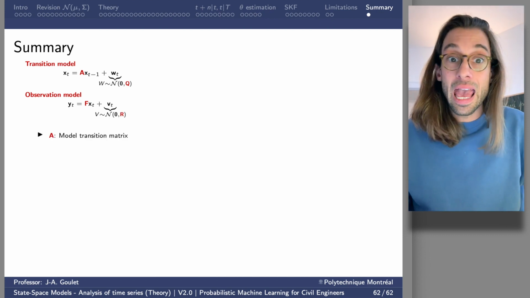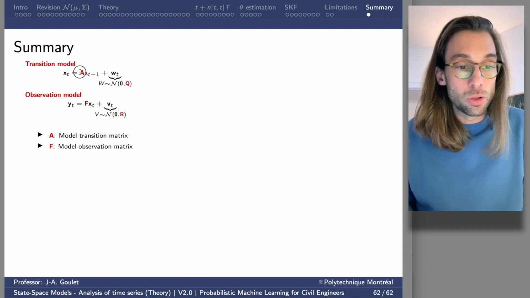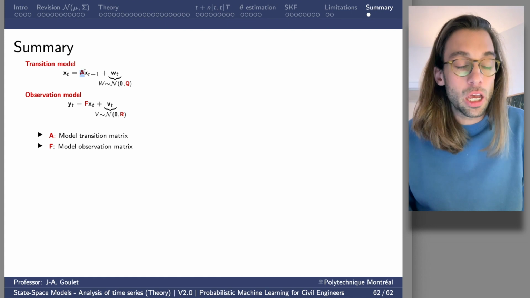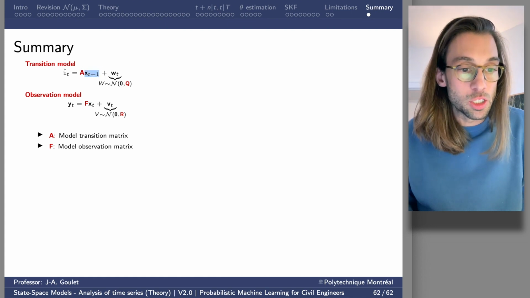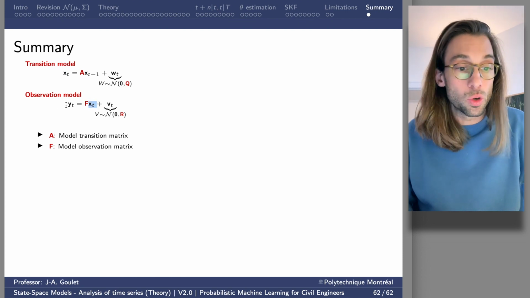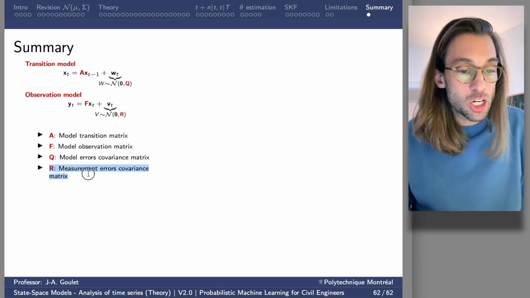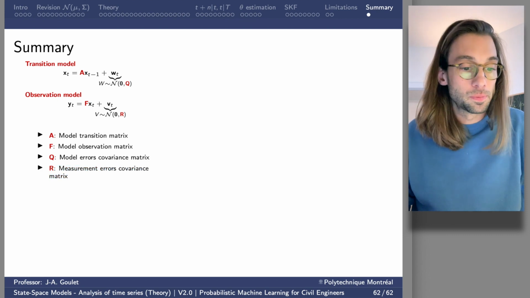Here, A is my model transition matrix, which controls how the hidden state of time t-1 influences my hidden state of time t. F is my model observation matrix, which controls which of the hidden states in x_t are actually observed, so contribute to my observation y_t. I have my model error covariance matrix Q, and I have my measurement error covariance matrix R.